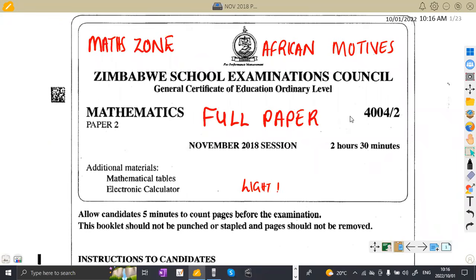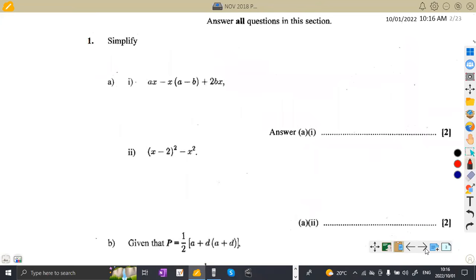Still working on O-level mathematics. So on this platform, we are having the question paper which was written in the November 2018 session, which is our paper 2. We shall just quickly rush through the questions that were given in this question paper so that we can see how we're supposed to answer them.